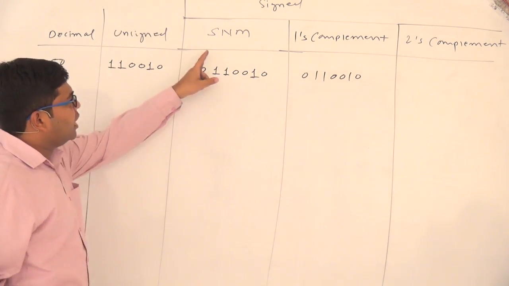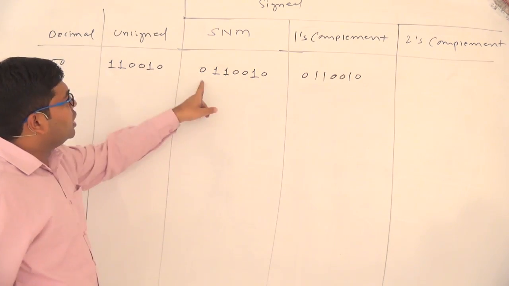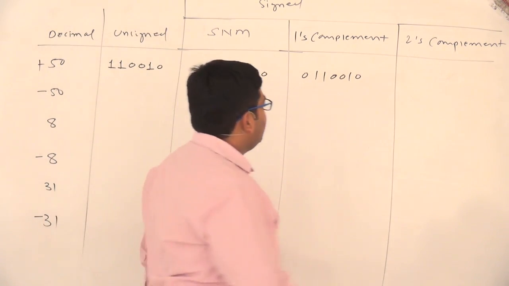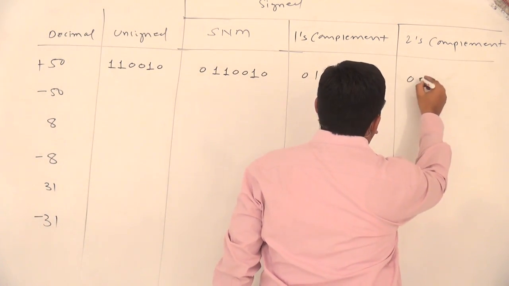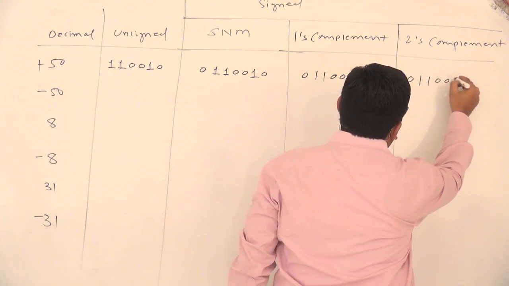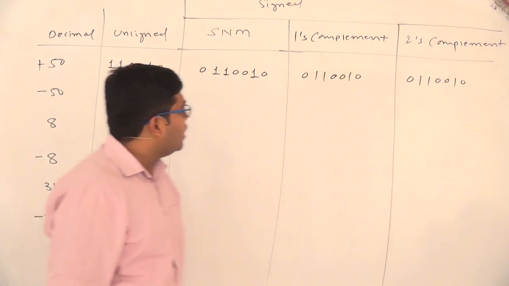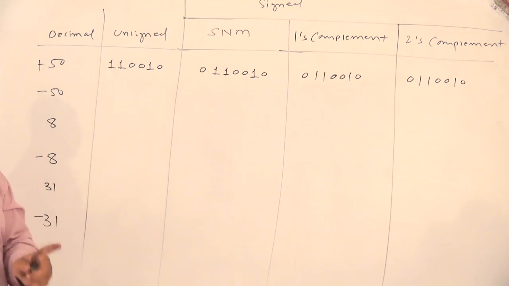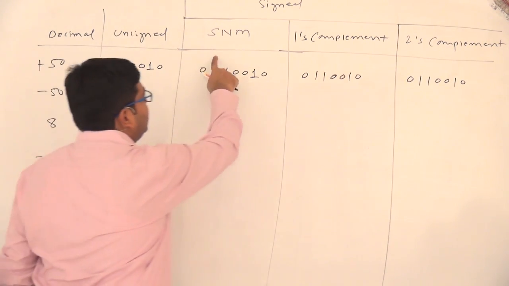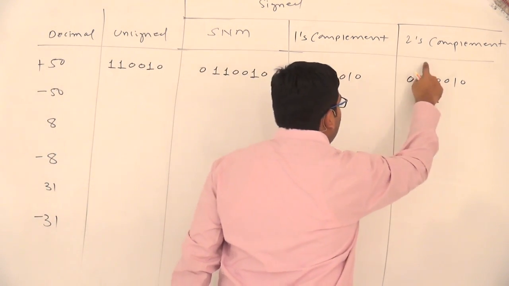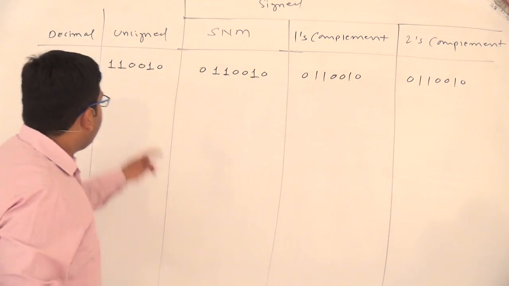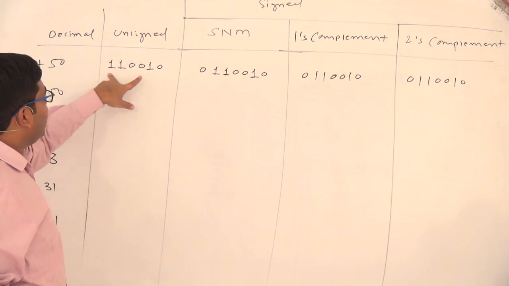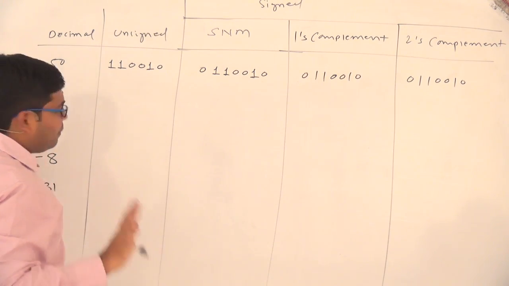So positive numbers will look the same in sign and magnitude and 1's complement as well as 2's complement. So in 2's complement also plus 50 will be 0, 1, 1, 0, 0, 1, 0. Okay, so that is plus 50 in all representations. Remember only one thing, that sign and magnitude, 1's complement and 2's complement will need an additional bit for sign. So plus 50 actually can be represented as 50, not plus 50.